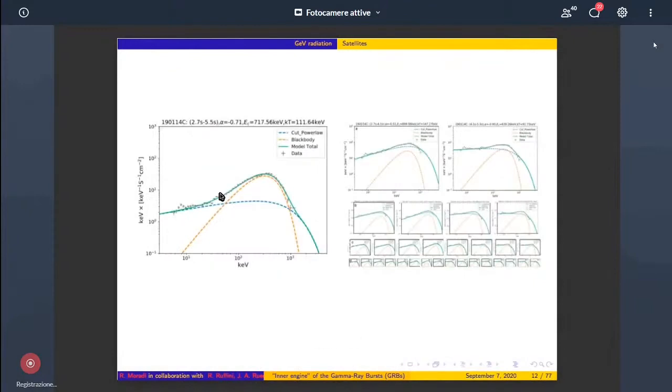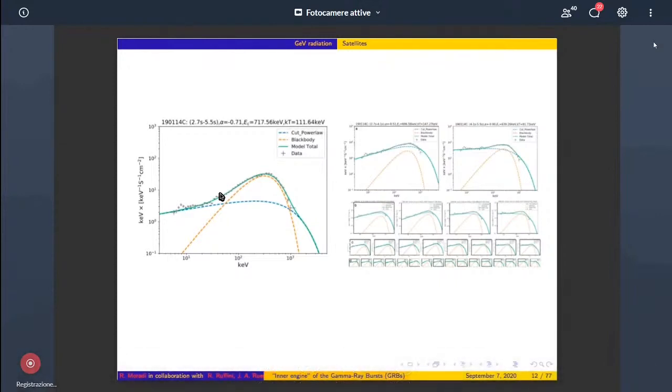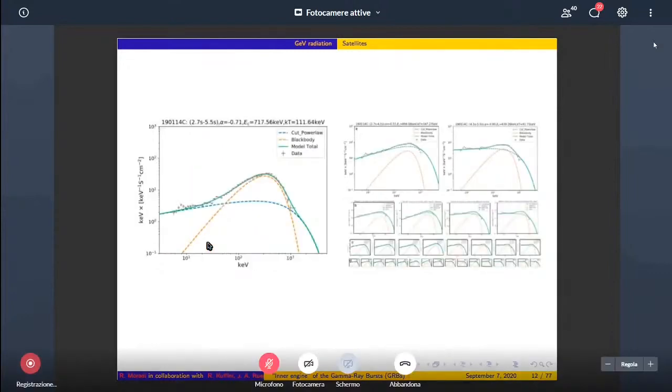These are the results shown by Liang Li. The presence of the thermal component in this, from 2 seconds to around 4 seconds, we have the presence of thermal component.